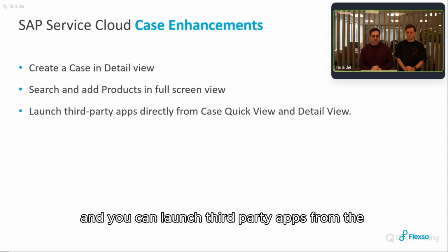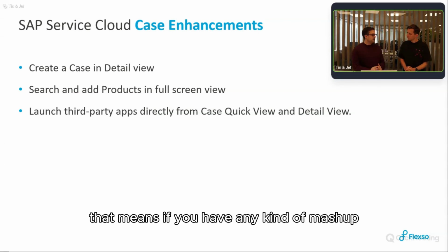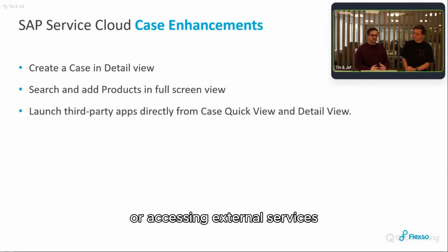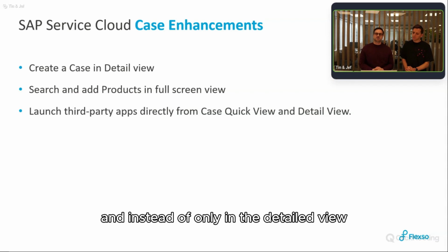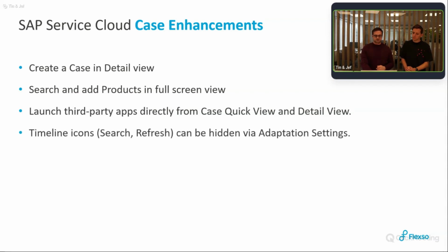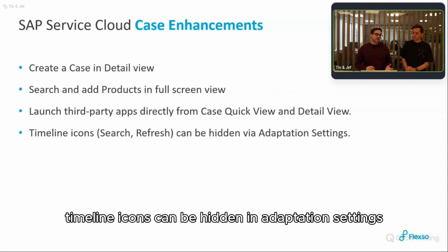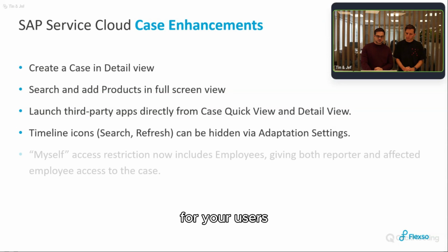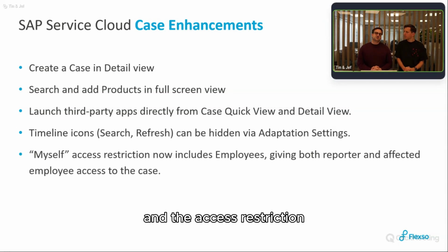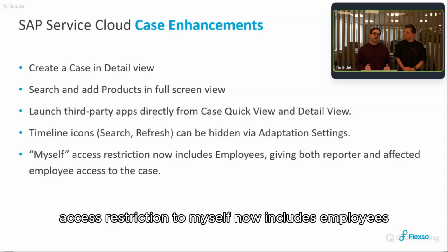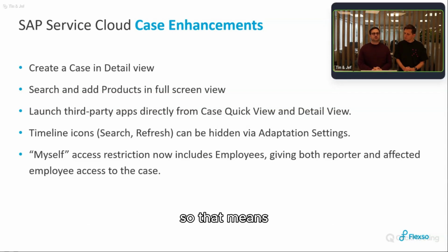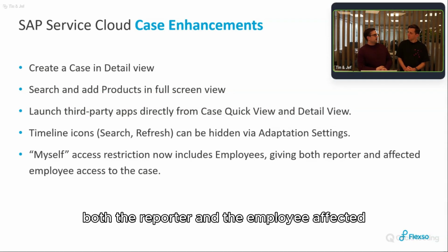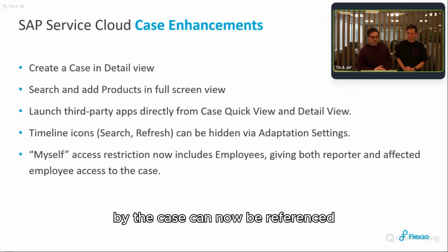So that's great. And you can launch third-party apps from the case quick view. That means if you have any kind of mashup or accessing external services, you can have that in your quick view instead of only in the detailed view. Timeline icons can be hidden in adaptation settings, just to clear the clutter from the screen for your users. And the access restriction in the role, when you set the access restriction to myself, it now includes employees. So that means both the reporter and the employee affected by the case can now be referenced.